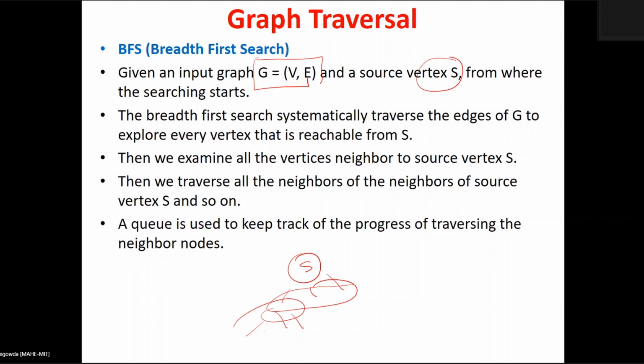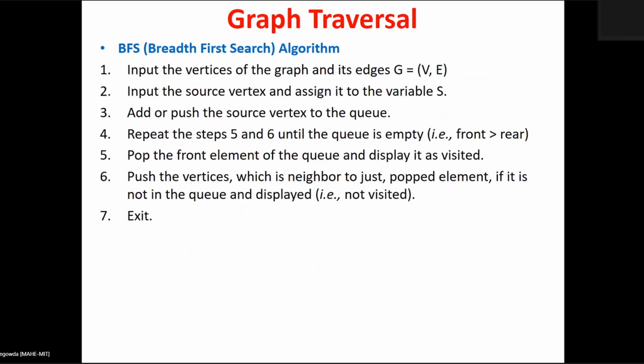In order to do this breadth first search operation, we are going to use one more data structure, that is the queue data structure. This is used to keep track of the progress of traversing the neighboring nodes. Otherwise, we are going to lose track of visiting the neighboring nodes.